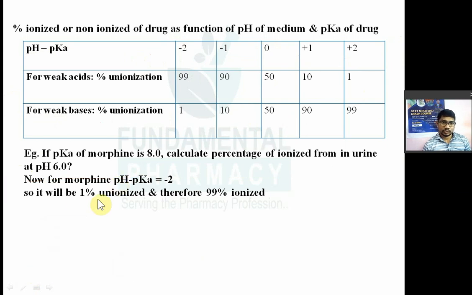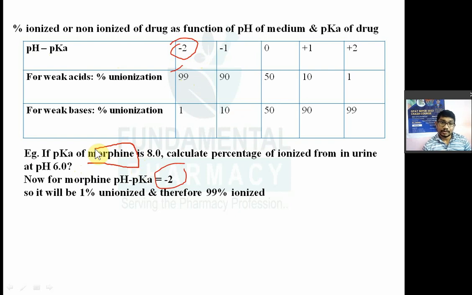वीकली बेसिक ड्रग है। तो आपने अगर यहाँ के वैल्यू लिख दी तो वो सब गलत हो जाएगा। आपको क्या करना है कि ये वैल्यू किसका है? वीकली एसिडिक ड्रग, और ये वैल्यू वीकली बेसिक ड्रग का है। तो -2 कहाँ पे आता है? यहाँ पे। इसका मतलब क्या है? 1% ड्रग will be unionized and 99% will be ionized.